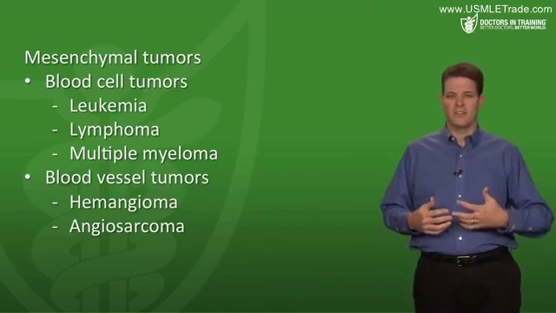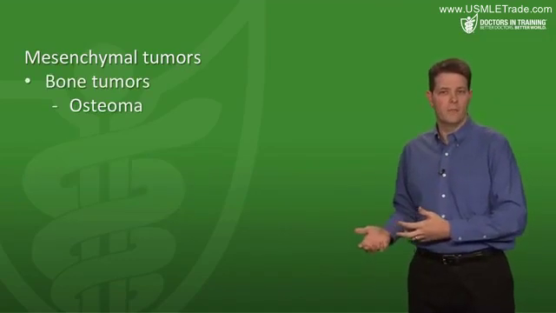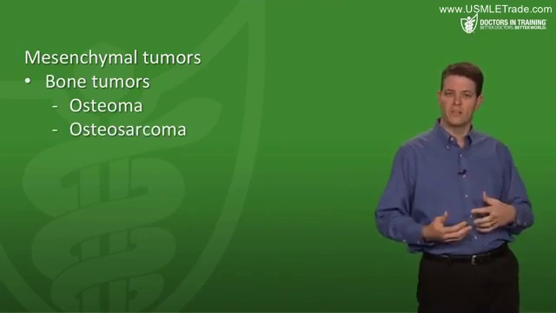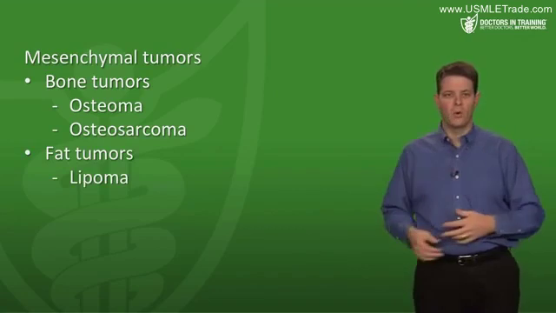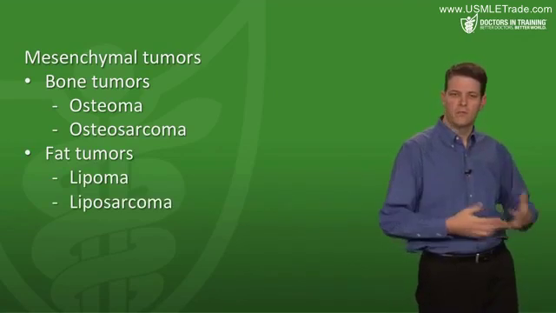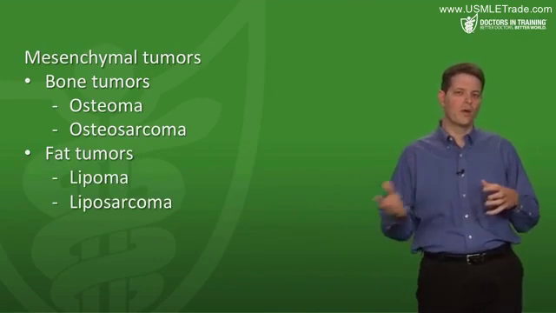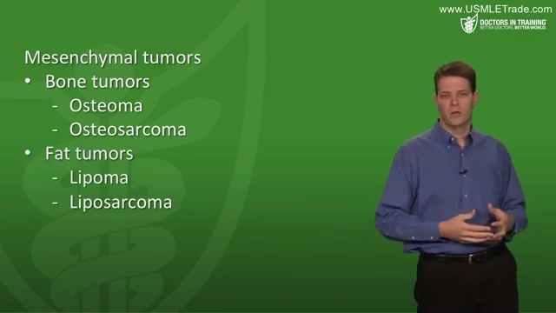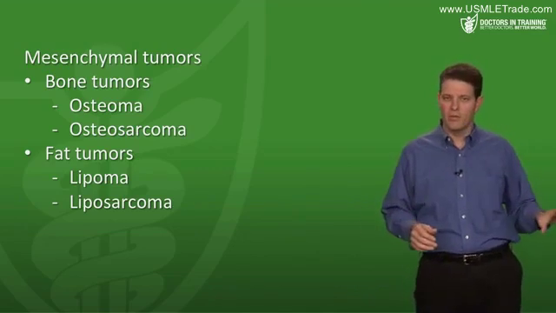Generally, sarcomas are less common than carcinomas, but they tend to be more aggressive. So a benign bone tumor is an osteoma, and a malignant bone tumor is an osteosarcoma. Fat tumors are either lipomas when they're benign or liposarcomas. And for most of these mesenchymal tumors, it's actually pretty rare for the benign tumor to progress to the malignant tumor. So lipomas are very common, but they almost never become liposarcomas.